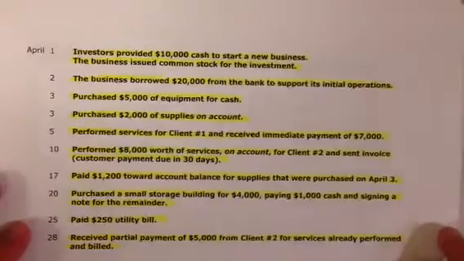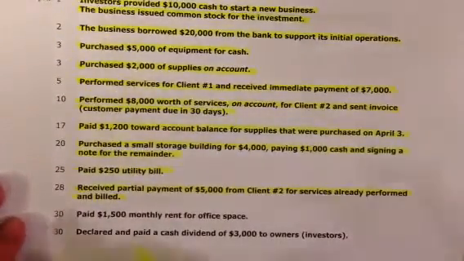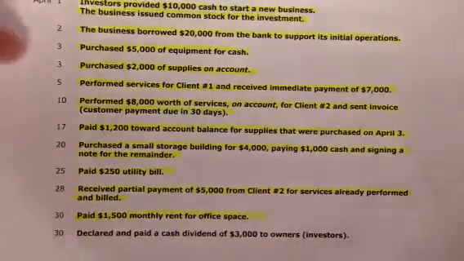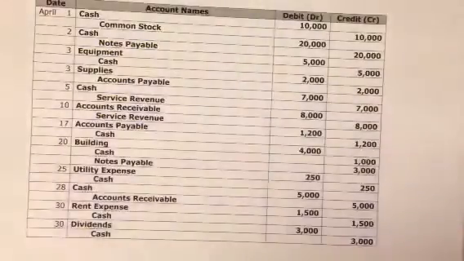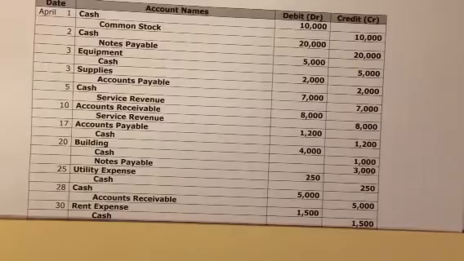Next, on the 30th, it looks like our company paid $1,500 in monthly rent for office space. So we debit rent expense and credit cash for the $1,500.